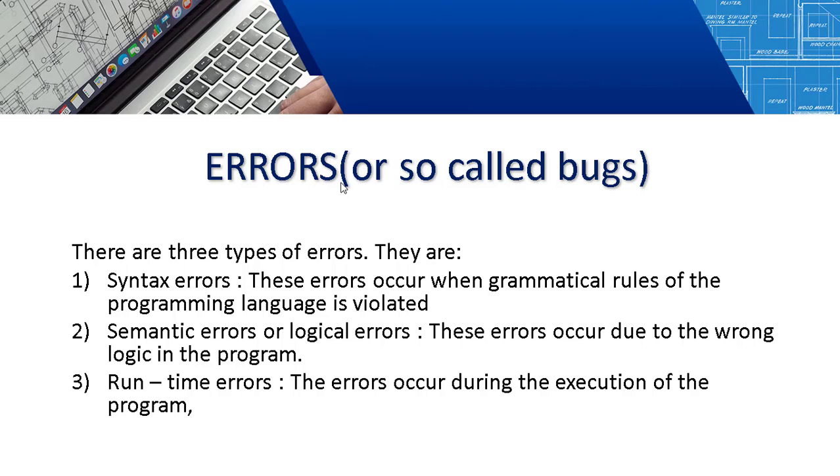So these are the different types of errors. It is important to know the different types of errors, that is syntax error, semantic error, which is also known as logical error, and the last one, runtime error. These are also known as bugs. Bugs means some errors which are seen in your programs. These errors have to be rectified and corrected.